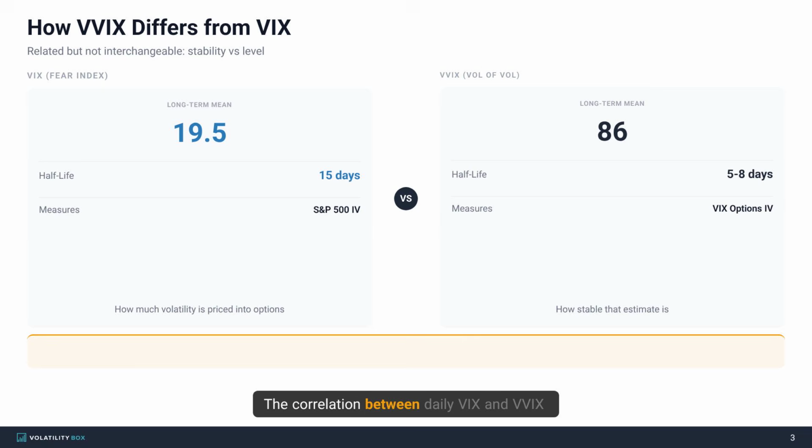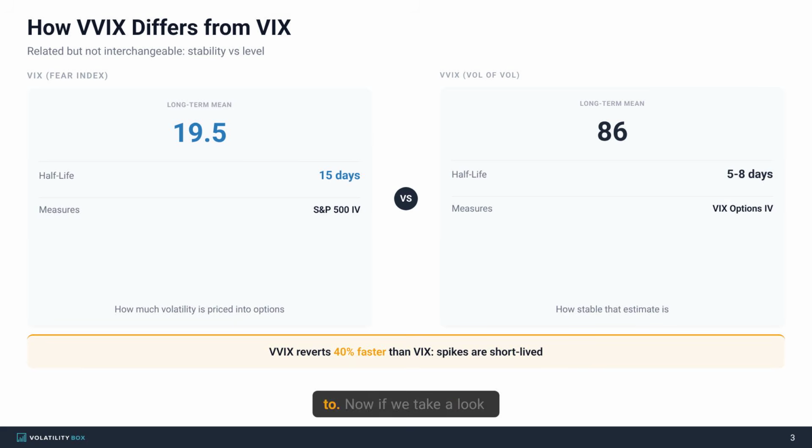The correlation between daily VIX and VVIX changes runs around 0.50. They usually move together during stress and they fall together during calm, but the divergences at some of these key turning points is where you'll find the clues, the best signals that we can then pay attention to.